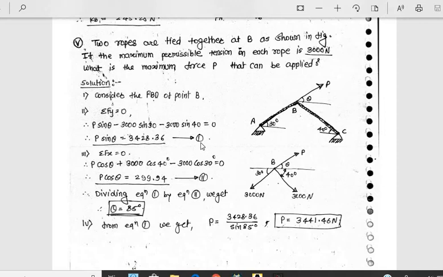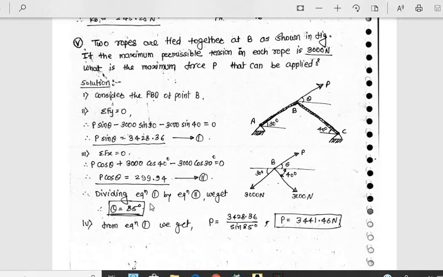3428.36, equation number 1. Now apply summation Fx equal to 0. P cos theta, which is going in the right direction, the horizontal component, then minus 3000 cos 30 and plus 3000 cos 40 is equal to 0. Therefore P cos theta is equal to 299.94, equation number 2. Now there are two equations. Divide equation 1 by equation 2. P sin theta upon P cos theta becomes tan theta. We get theta equal to 85 degrees.